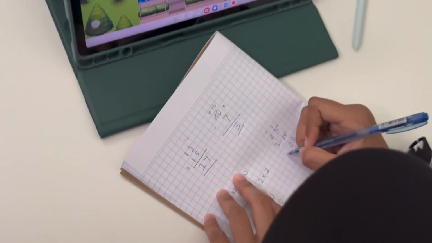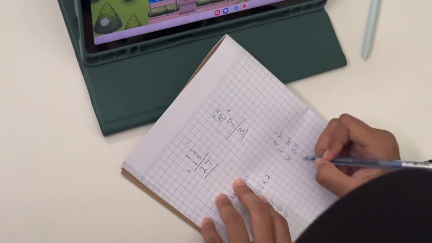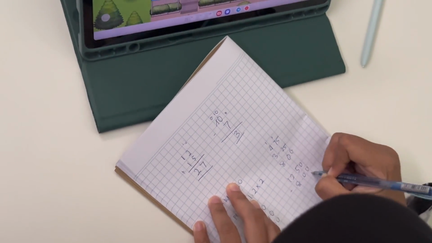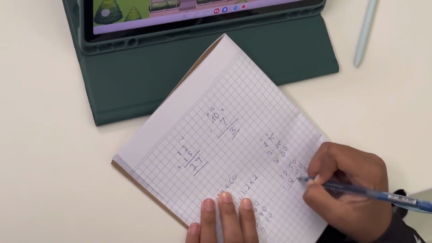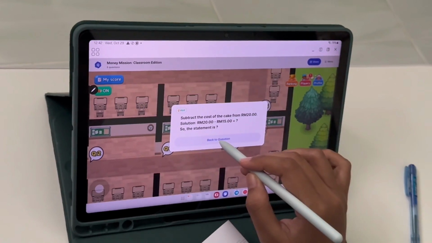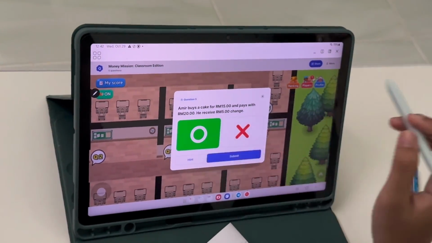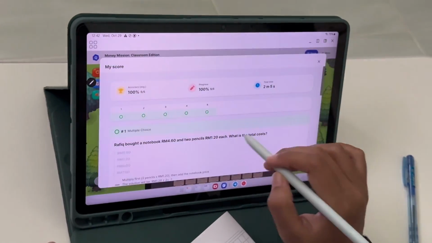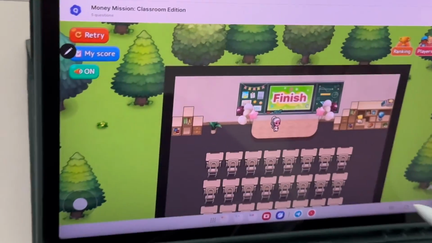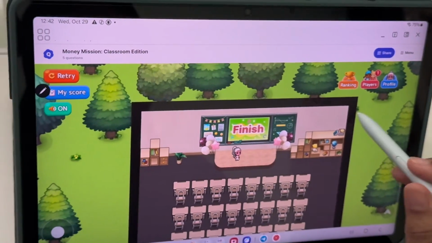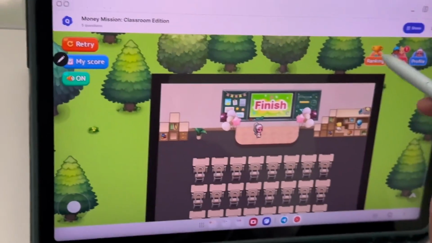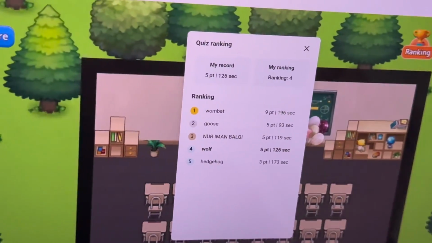The third element is feedback and ranking. After the game, people can view their score and performance. This motivates them to do better next time. The fourth element is gamification again. The scoring and ranking make the activity more enjoyable and competitive. The fifth element is engagement. Because people interact with real scenarios, they are more interested and focused while learning.